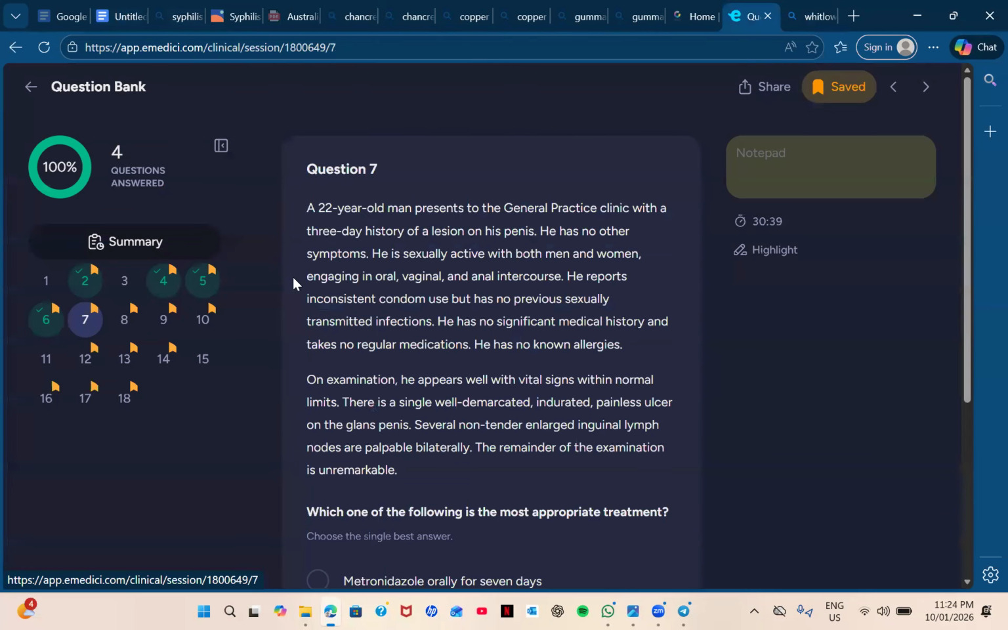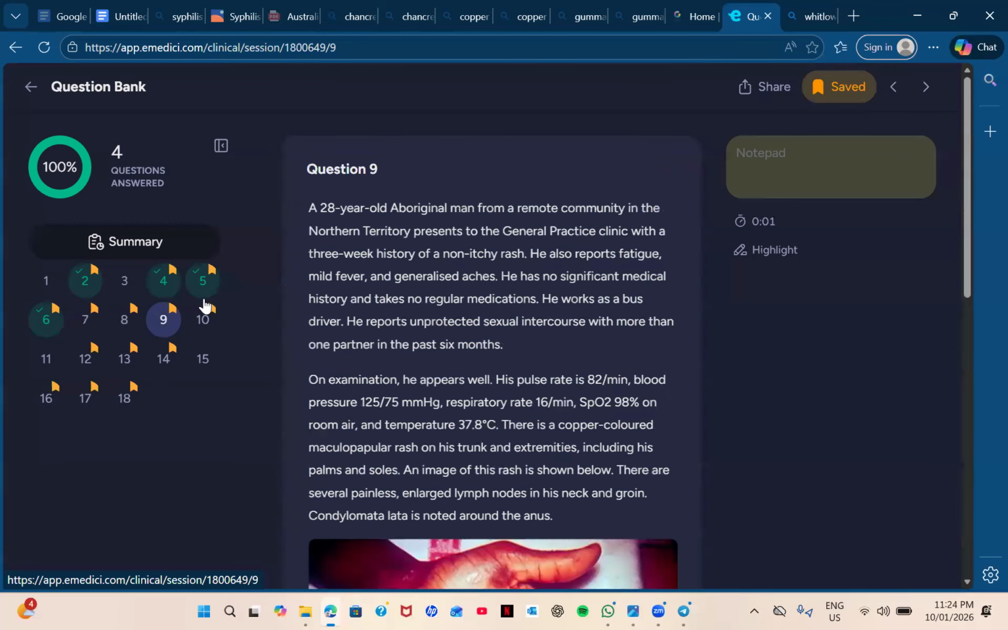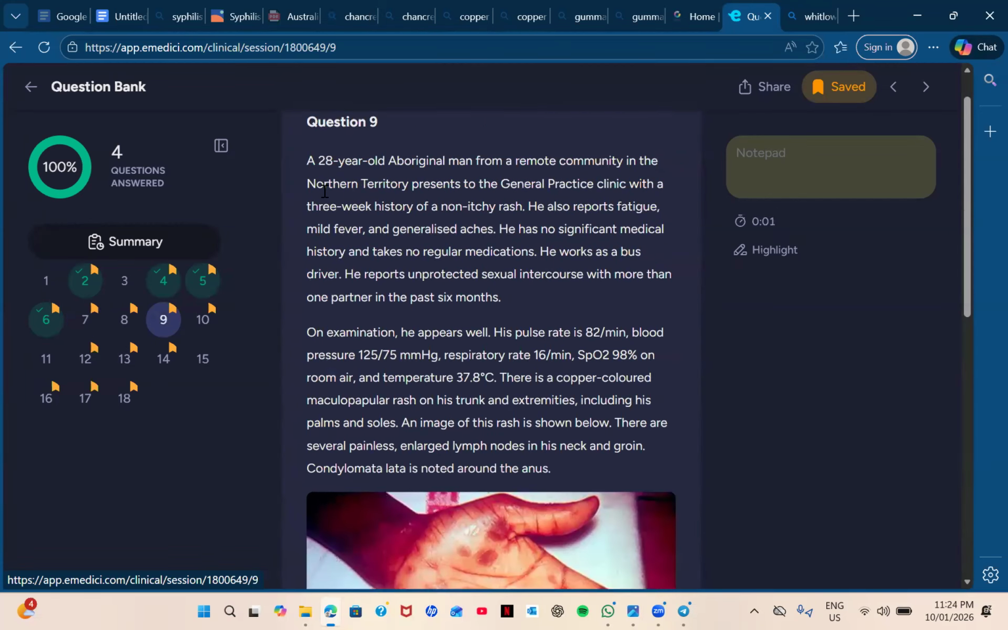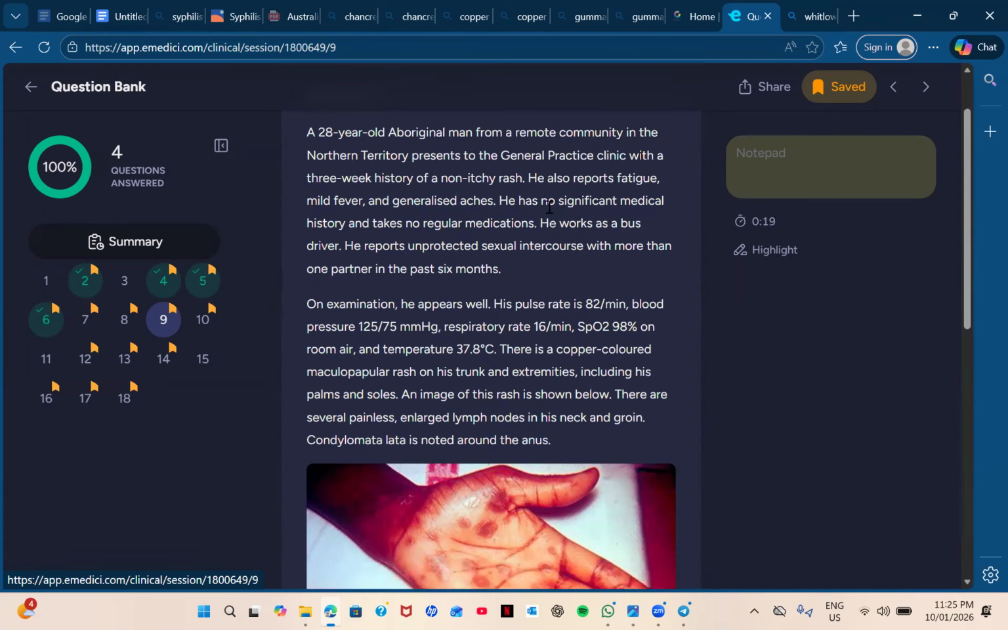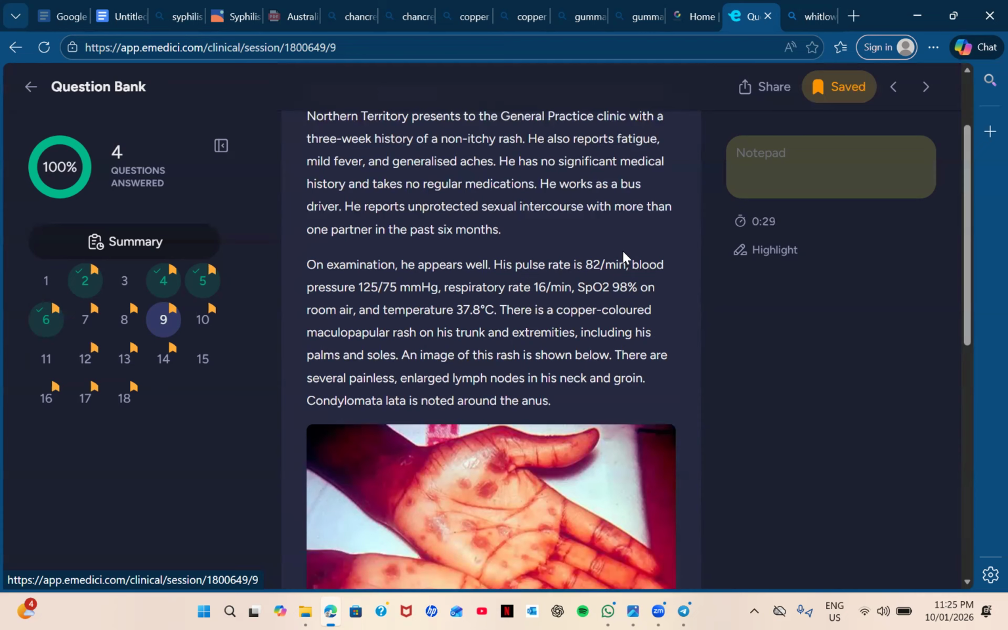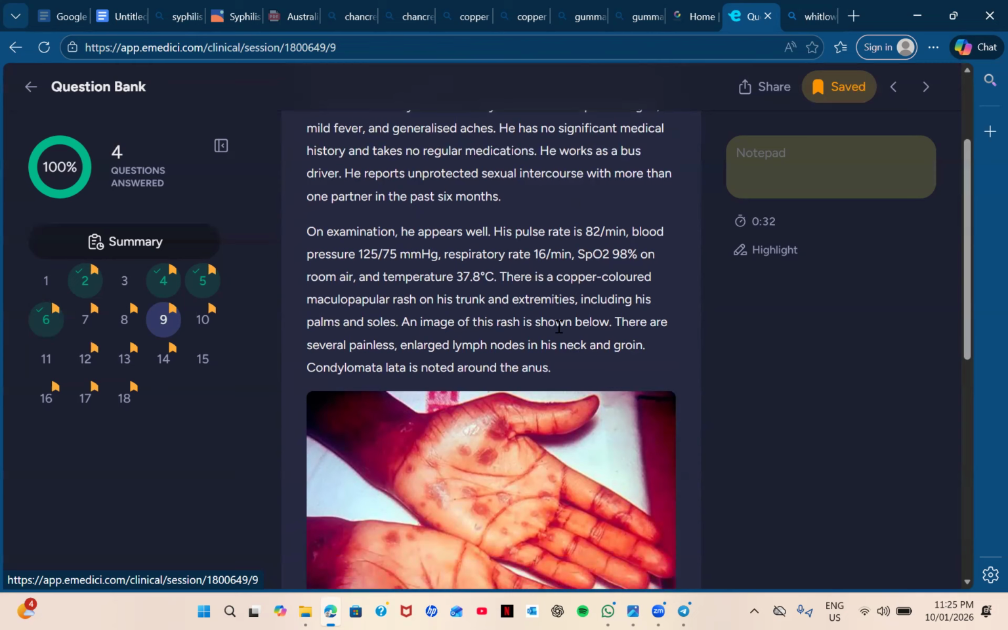Then, okay, we will do something with the picture right there. A 28-year-old Aboriginal man from a remote community in the Northern Territory presents to the GP clinic with a 3-week history of non-itchy rash. He also reports fatigue, mild fever, and generalized aches. He has no significant medical history and takes no regular medication. He works as a bus driver. He reports unprotected sexual intercourse with more than one partner in the past 6 months.